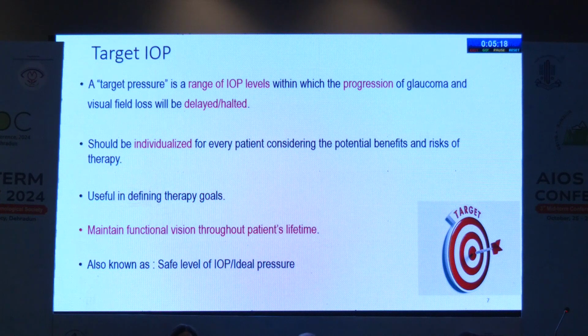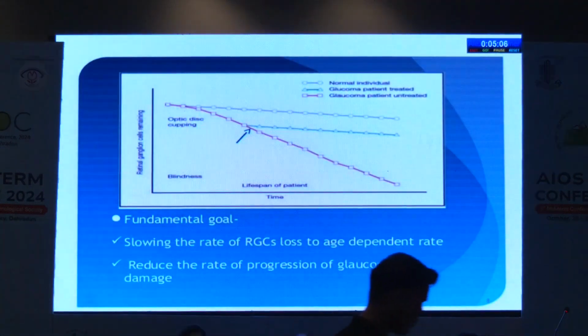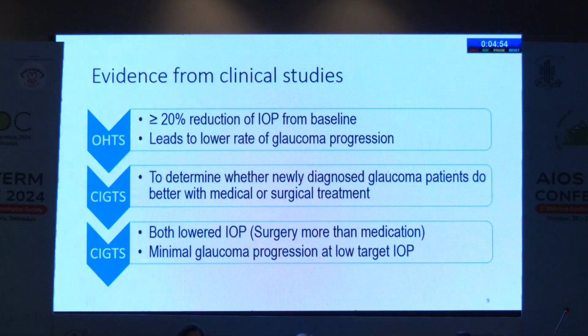Some people do it for each eye as well, some people do it for the patient as a whole. You want to maintain functional vision throughout the patient's lifetime, so it is also known as a safe level of IOP. Your fundamental goal is that you don't want this graph to go down so that retinal ganglion cell loss is so much that the patient becomes blind. So you want to stabilize things.